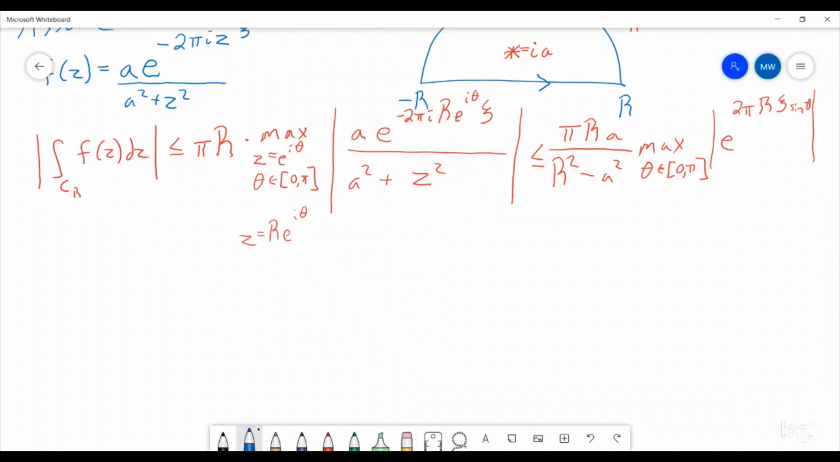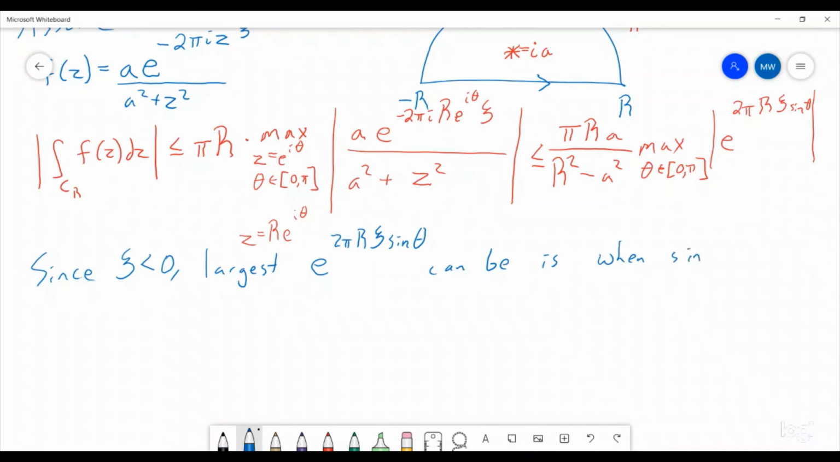So we know that since c is less than 0, the largest that e to the 2 pi r c sine theta can be is going to be when sine of theta equals 0. Because on the entire interval from 0 to pi, sine of theta is positive, r is positive, 2 pi is positive, but c is going to always be negative.